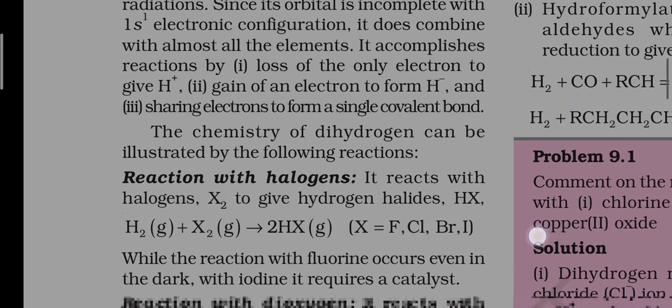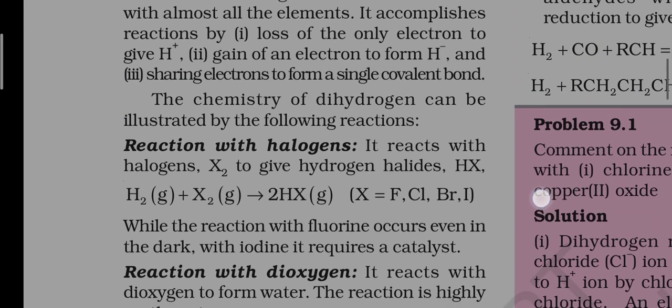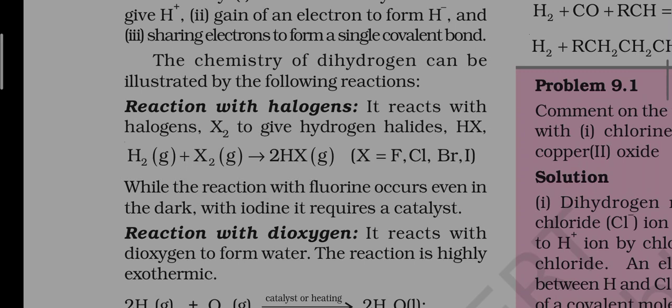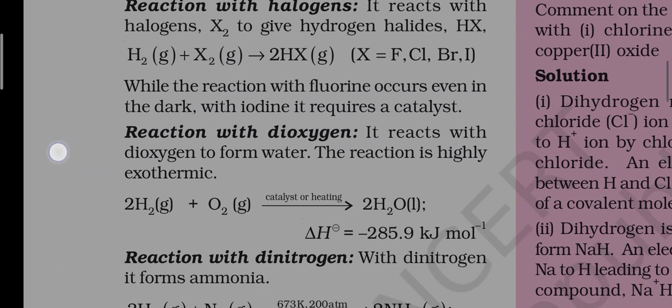The chemistry of dihydrogen can be illustrated by the following reactions. Reaction with halogens. It reacts with halogens to give hydrogen halides. While the reaction with fluorine occurs even in the dark, with iodine it requires a catalyst.